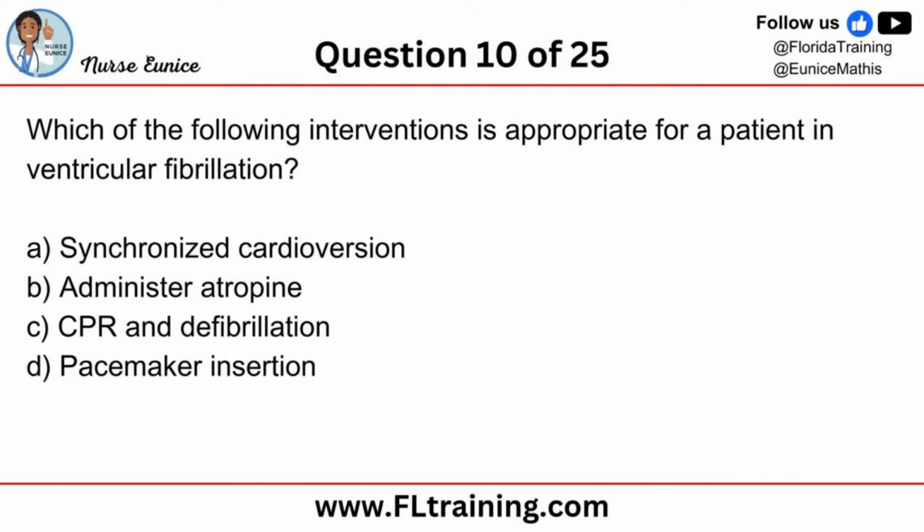All right, question number 10. Which of the following interventions is appropriate for a patient in ventricular fibrillation? Is it A, synchronized cardioversion, B, administer atropine, C, CPR and defibrillation, or D, pacemaker insertion?